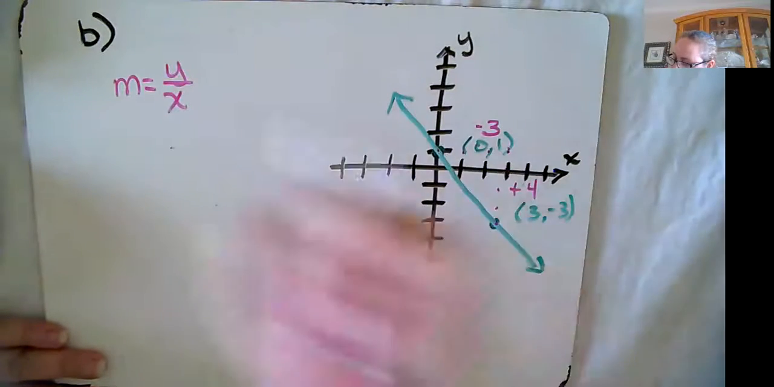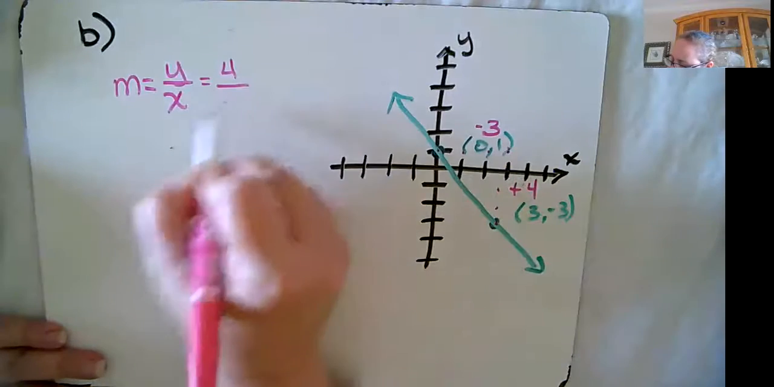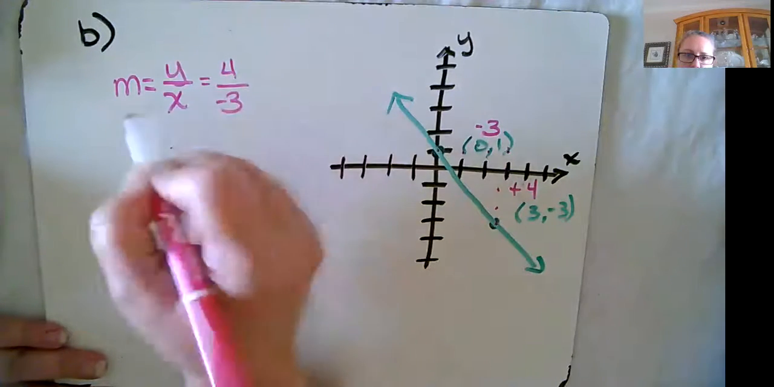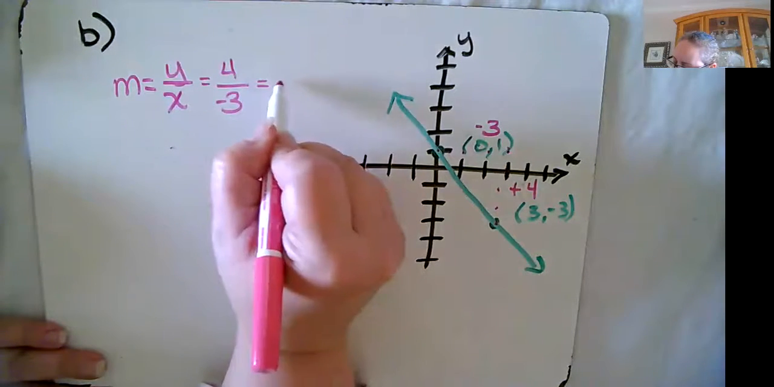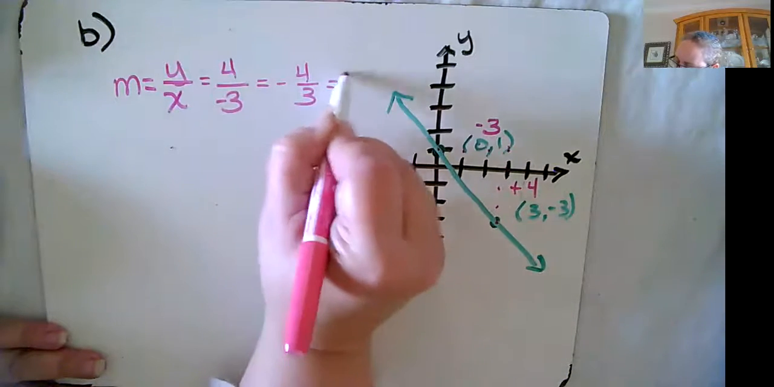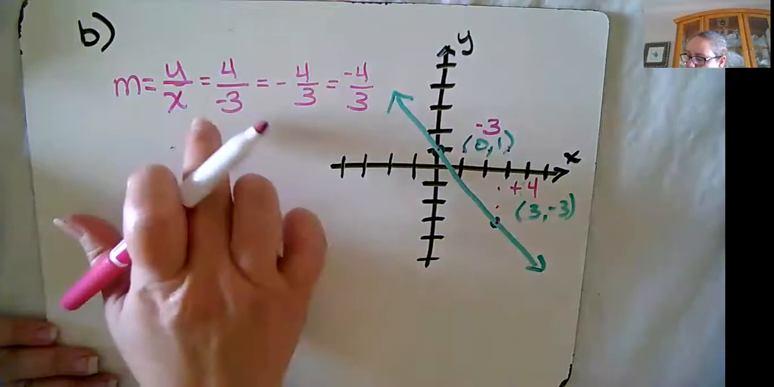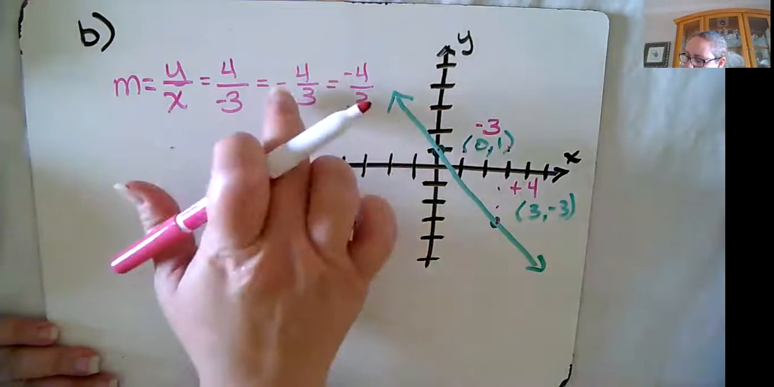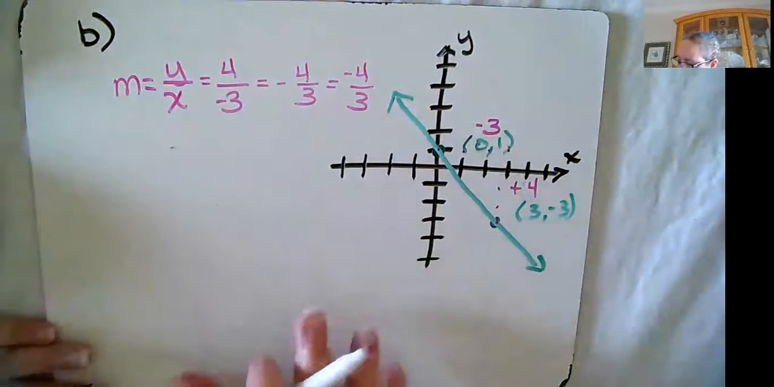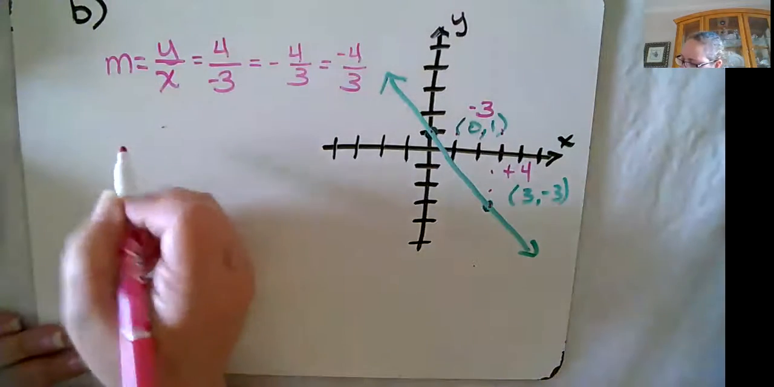So the y direction goes on top, so +4 over -3. It's already simplified, so -4/3. This is the same as this, which is the same as this. Doesn't matter where you put the negative. It could be in the numerator, right in front of the fraction, or in the denominator. They're all equivalent.